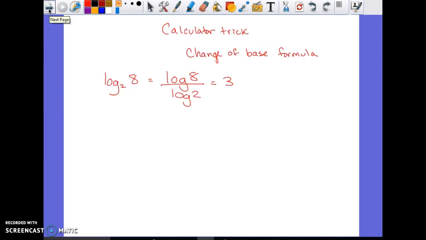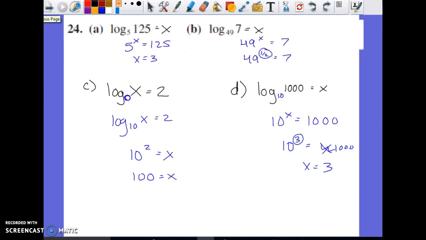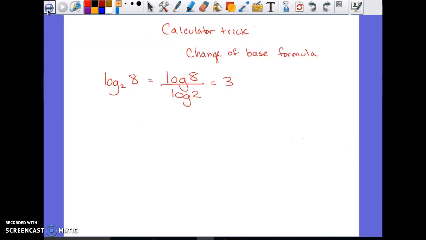Alright, I'm going to show you a little calculator trick. I don't know if this will help you out a whole lot, but you probably learned about this in Algebra 2. It's called the change of base formula. All of these problems that I just did, they worked out so nicely and I was able to do them in my head. But what if I have something weird? What if I have log base 2 of 7 equals x? 2 to the x equals 7. Heck, I don't know, okay?